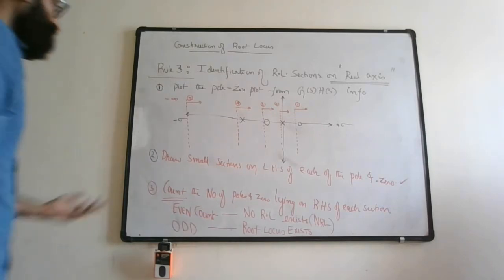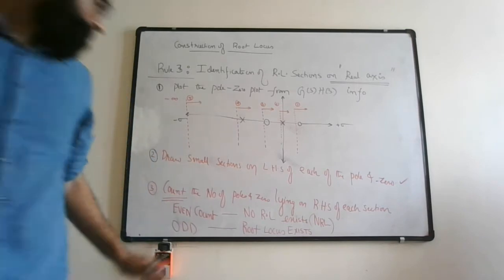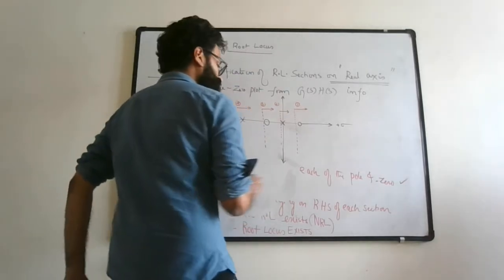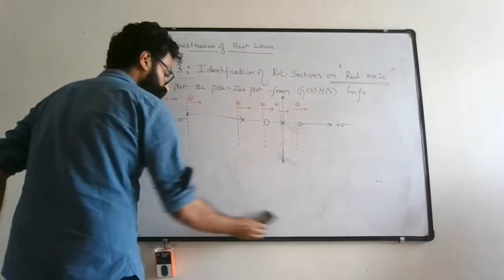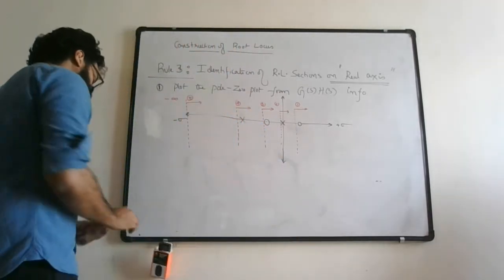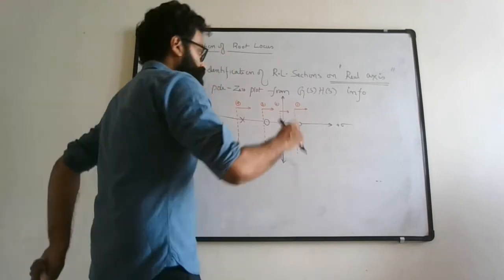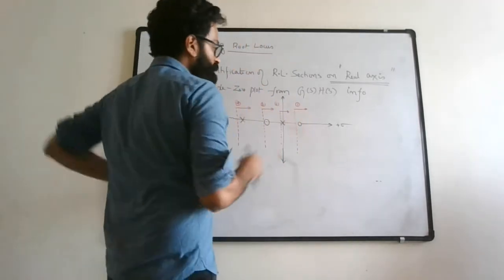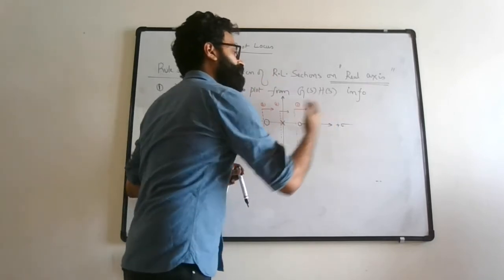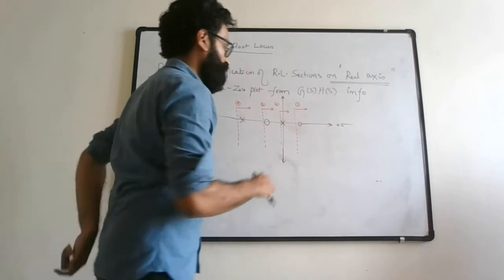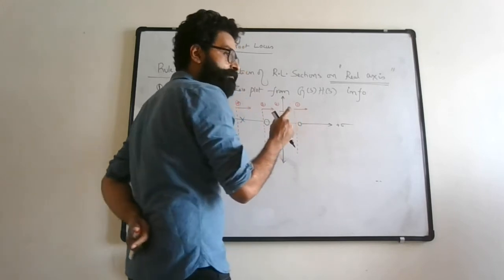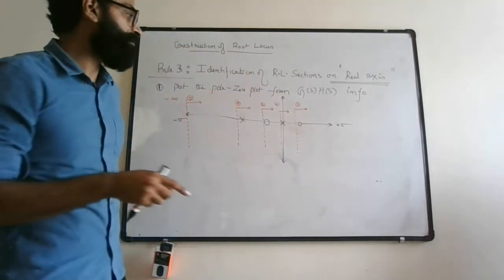Alright, so let's do that. Pole-zero plot, yes, we have drawn. We have identified the small sections, yes, that was also done. Now what is pending? The counting of poles and zeros. Let me start with section 1. Considering section 1, you count how many poles and zeros are lying on the right hand side of section 1. You have only one zero. So count is 1, and 1 is an odd number.